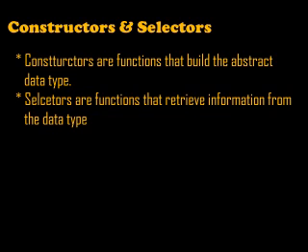To apply data abstraction in the program, we should create two functions. They are constructor and selector. The definitions are: constructors are functions that build the abstract data type. That creates the abstract data type, that is a constructor. Next, selectors. Selectors are functions that retrieve the information from the data type.